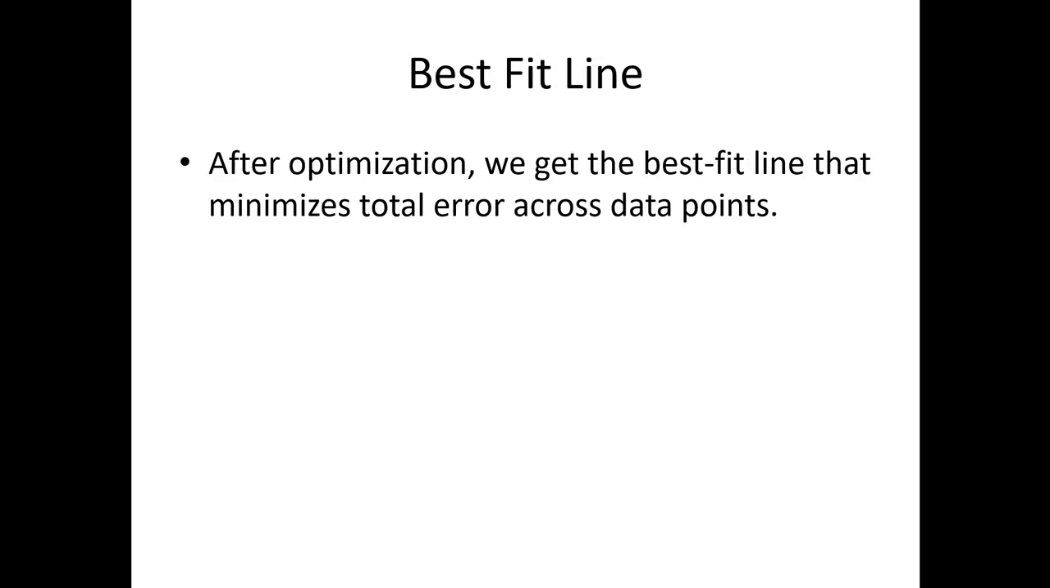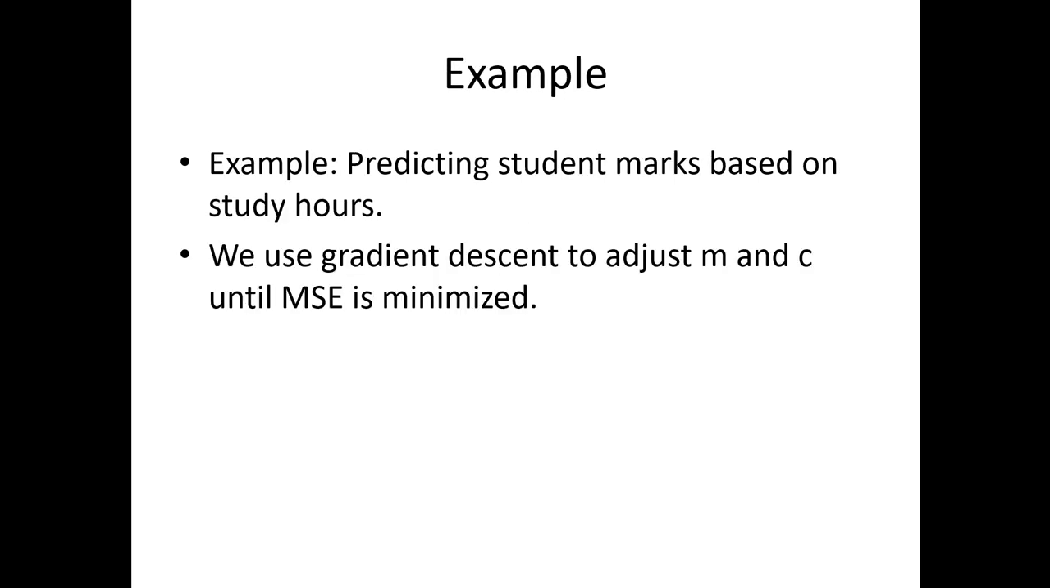After optimization, we finally obtain the best fit line, the line that minimizes the total error between predicted and actual values. This line passes as close as possible to all the data points, giving the most accurate predictions. The best fit line can be used for future prediction tasks. For example, predicting the marks of a student based on study hours or predicting house prices based on area.